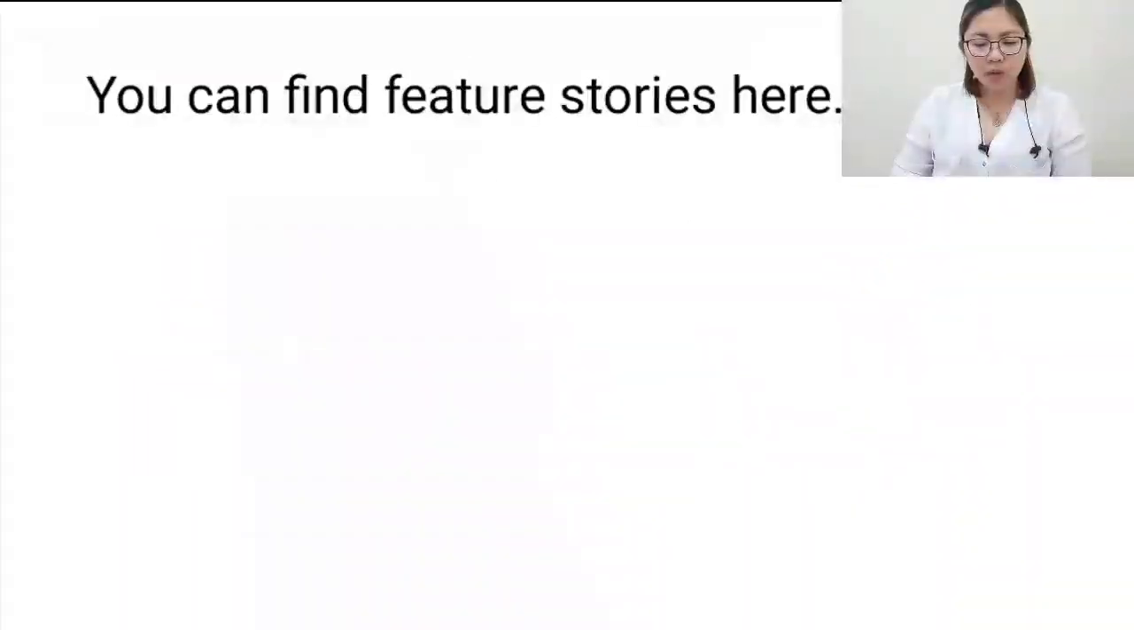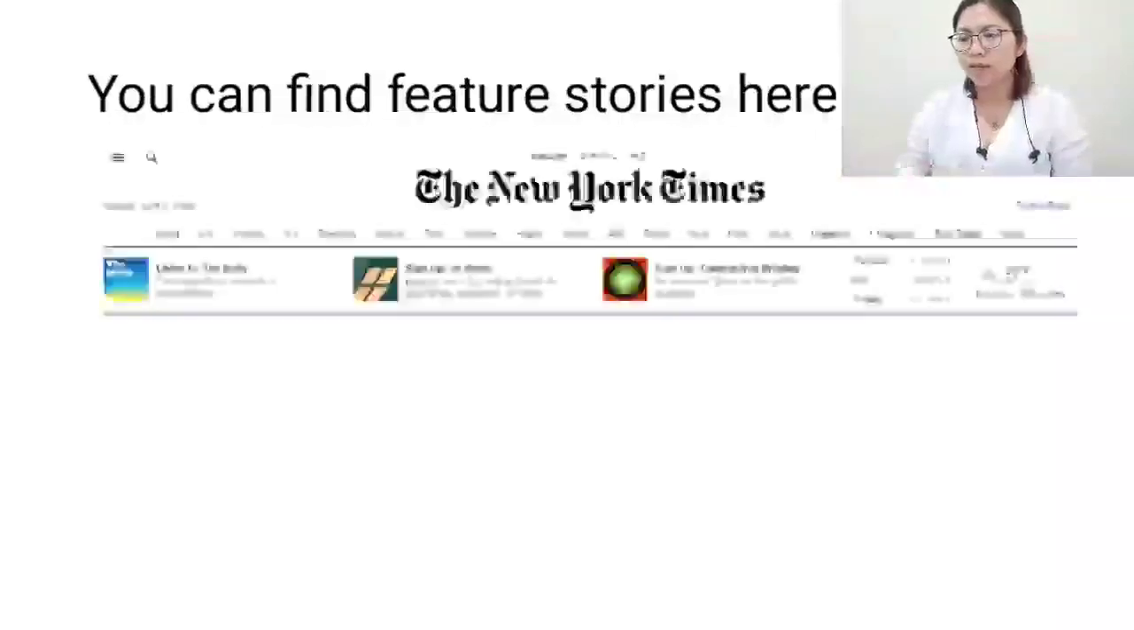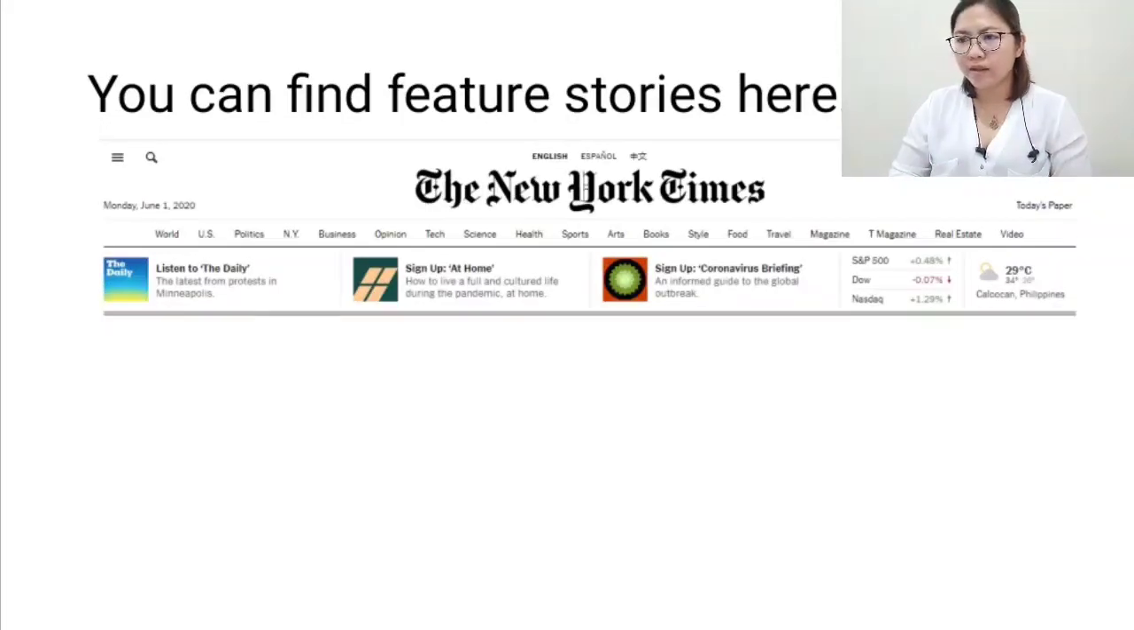Take, for example, the feature stories that you can find in these news and newspaper websites. You have here the New York Times. They have categories like World, US, politics, about New York. Now, you can find feature stories under business, technology, science, health, sports, arts, books, style, food, travel, and magazine.